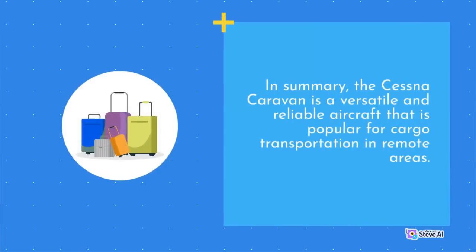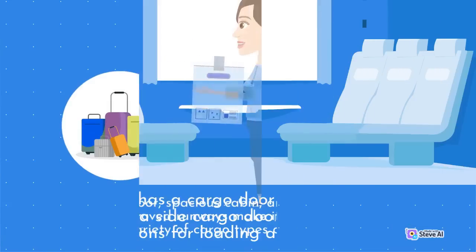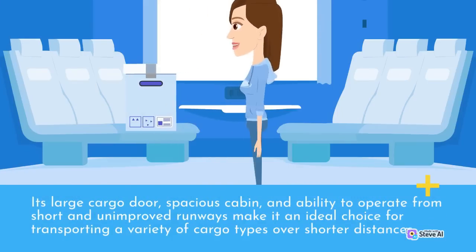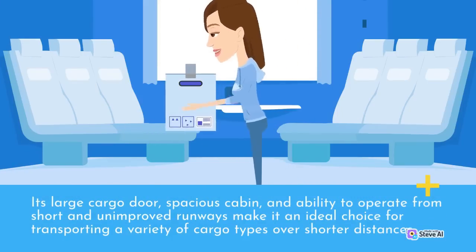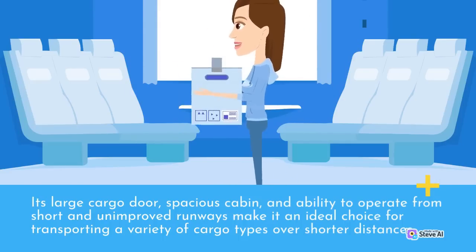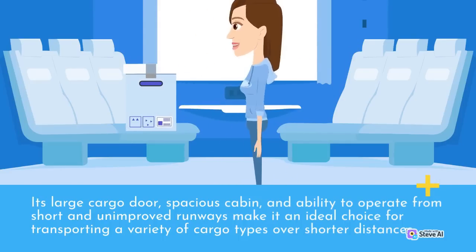In summary, the Cessna Caravan is a versatile and reliable aircraft that is popular for cargo transportation in remote areas. Its large cargo door, spacious cabin, and ability to operate from short and unimproved runways make it an ideal choice for transporting a variety of cargo types over shorter distances.